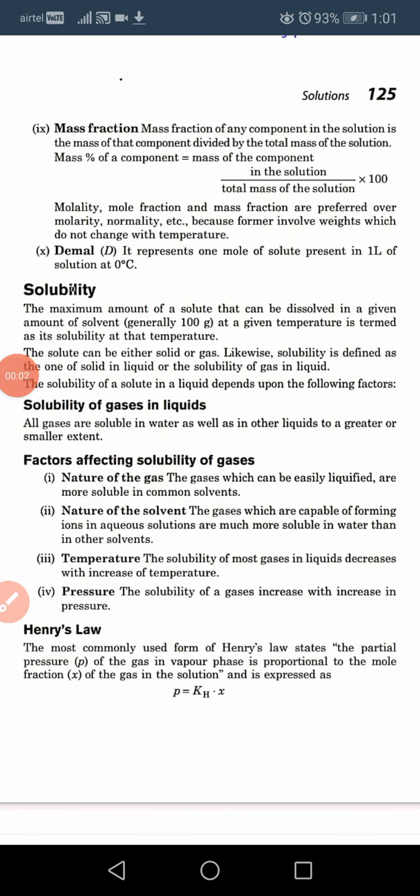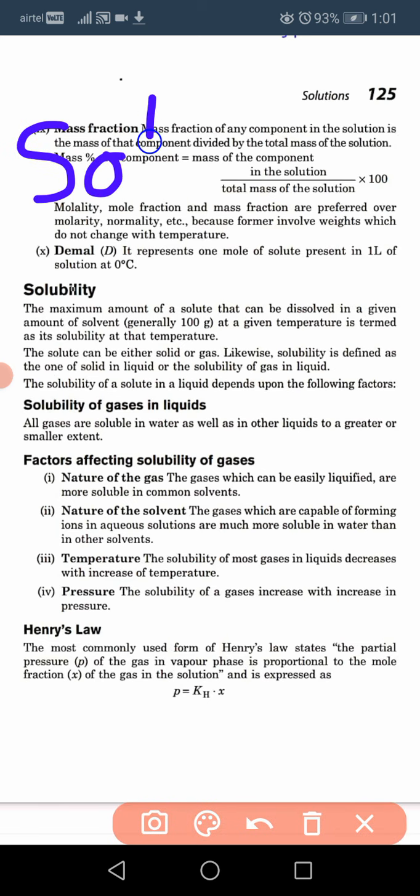Hello friends, today I am going to discuss solubility. Solubility is a term related to the solution, and we know that a solution is a mixture in which we generally study the binary solution, which has a solute part and a solvent part. Solubility depends on the amount of solute. Before going further, I would like to tell you about the solution.